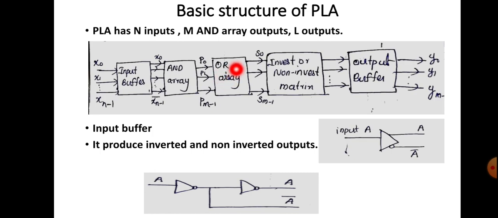Okay, so we will be getting the sum terms, that is why we are denoting them as S0, S1, etc., up to Sm minus 1. Sometimes it may be SL minus 1. Product terms may be different; it is not the same as Pm minus 1. Then the sum terms may be given to the invert or non-invert matrix, so that we will be getting an inverted output, and then it will be passed through the output buffer, so that we will be getting the outputs y0, y1, etc., up to ym minus 1. That is the basic structure of the PLA.